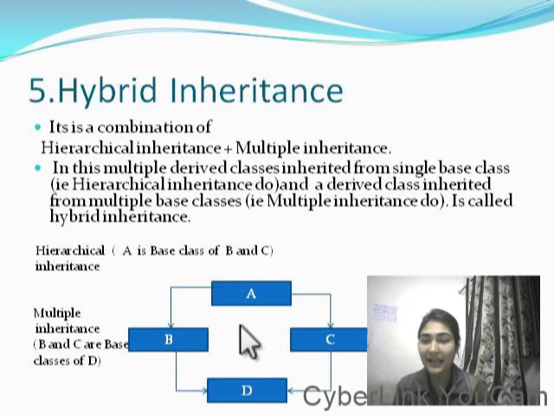As you see in the example, I have taken 4 entities, that is A, B, C, and D. Here hierarchical inheritance is performed in the upper half, that is A is inherited by multiple derived classes, so it acts as a base class for B and C. In the lower portion, B and C act as base classes for D, and D is a derived class of B and C. So it is a combination of both multiple and hierarchical inheritance, and this is called hybrid inheritance.